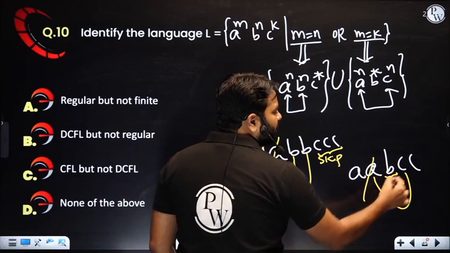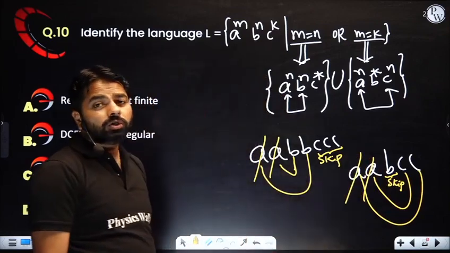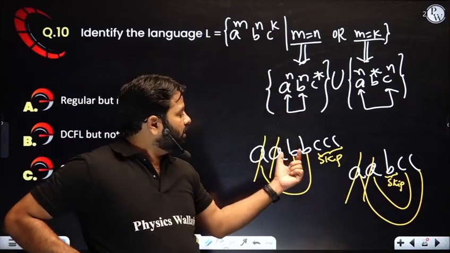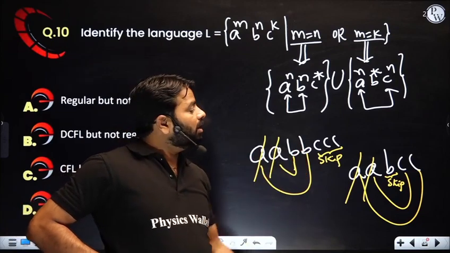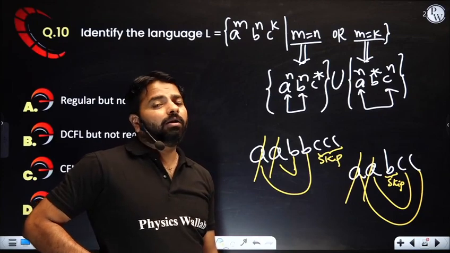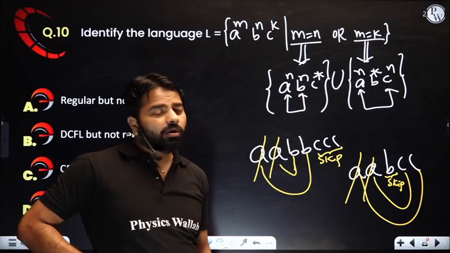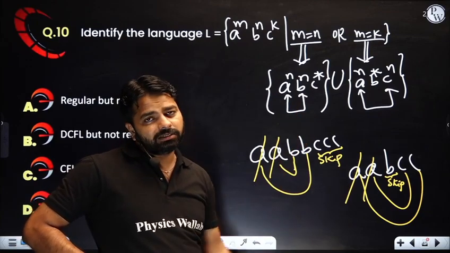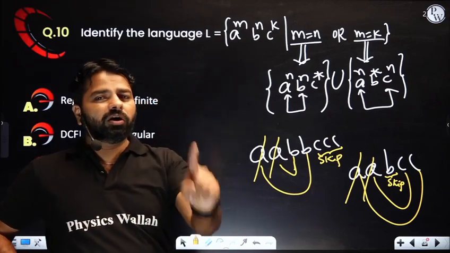But this C will pop A, this C will pop A. But what to do? Should I compare B with S? Or should I compare C with S? I can do only one thing deterministically. But non-deterministically you have to design now, because there is no DPDA for this. You have to tell me on B what to do.